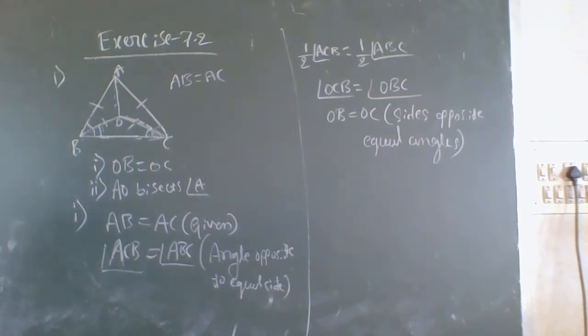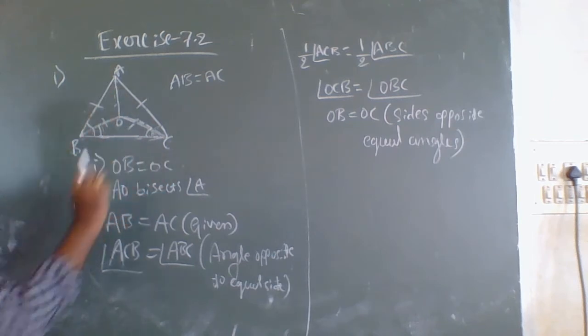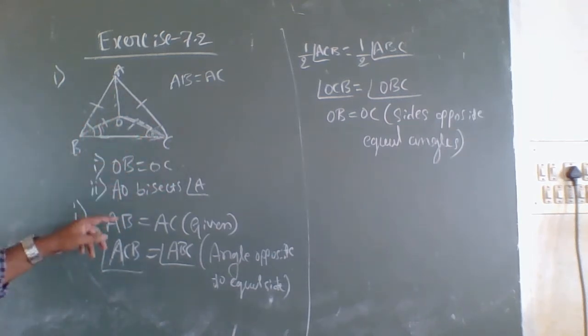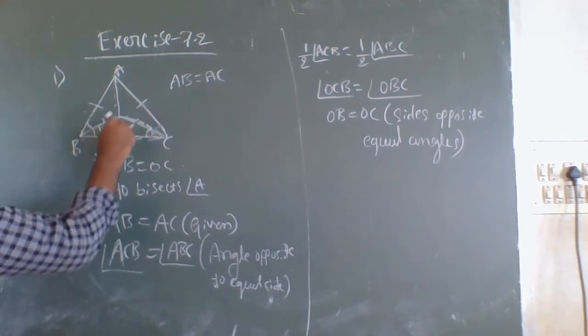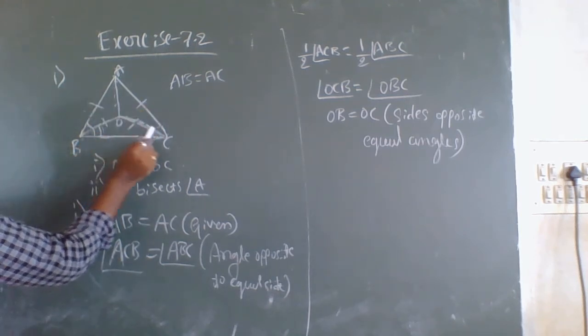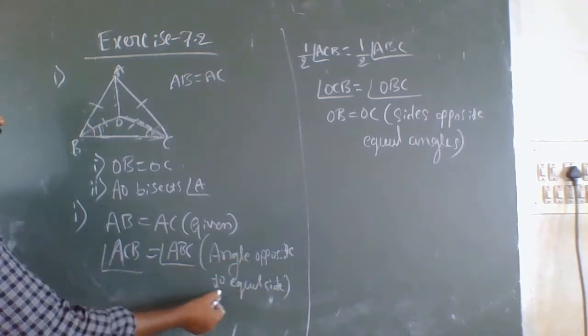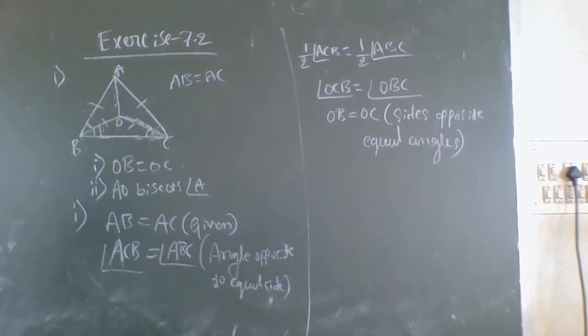See here again what we did to prove OB is equal to OC. First I have written AB is equal to AC, which is given. If AB is equal to AC, then we can write angle ACB is equal to angle ABC, because these two angles are opposite to equal sides. These two are equal sides and the opposite angles are these two. Therefore, angles opposite to equal sides are equal.